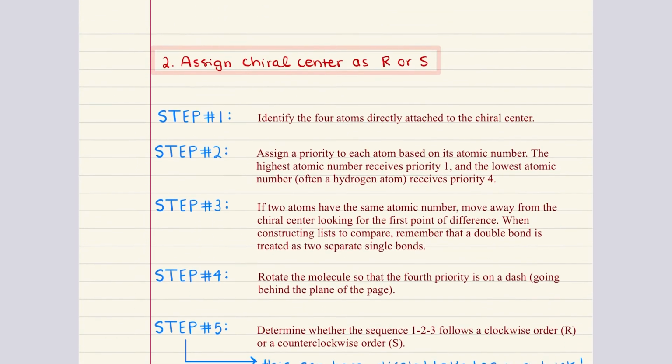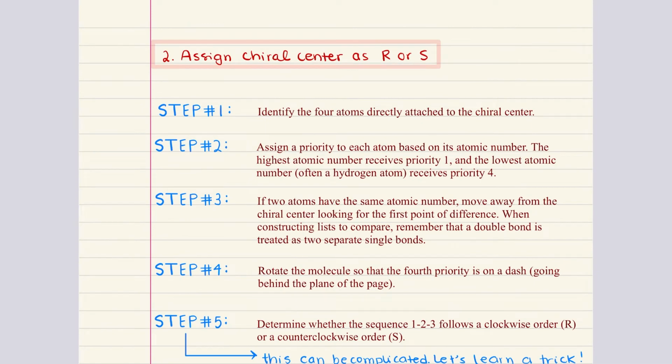Now we can move into step 2. Here we're going to learn how to assign a chiral center an R or S configuration.